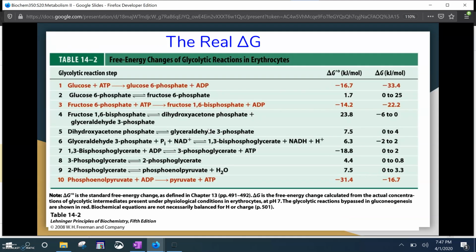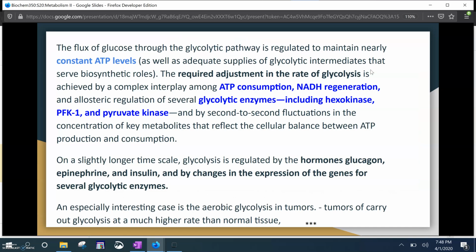Okay. So looking over all the delta G's, there's a cellular delta G, and there's a calculated, test tube type delta G, the delta G0, but you can still tell which ones are large and which ones are small. So the flux of glucose through the glycolytic pathway is regulated to maintain nearly constant ATP levels in the organism.